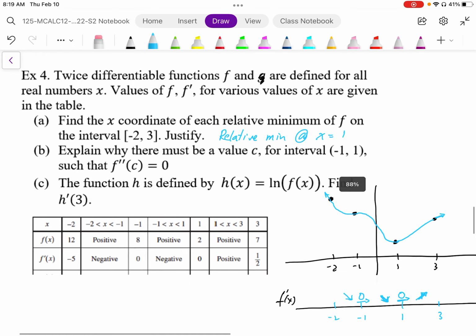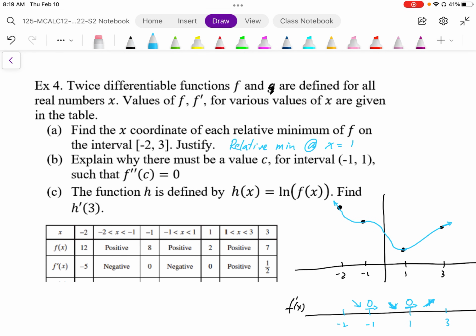Part B says, explain why there must be a value c in the interval -1 to 1 so that the second derivative equals 0 at c. This seems like either the mean value theorem or the intermediate value theorem. This is the mean value theorem, and we can use it because f is twice differentiable. That means f is smooth and continuous, but it also means that f prime is smooth and continuous. This satisfies the conditions for the mean value theorem.